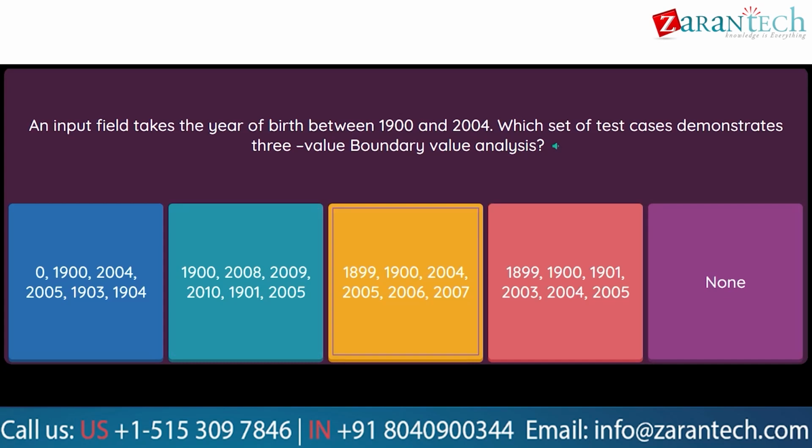Option 3, 1899, 1900, 2004, 2005, 2006, 2007. Option 4, 1899, 1900, 1901, 2003, 2004, 2005. Option 5, none.